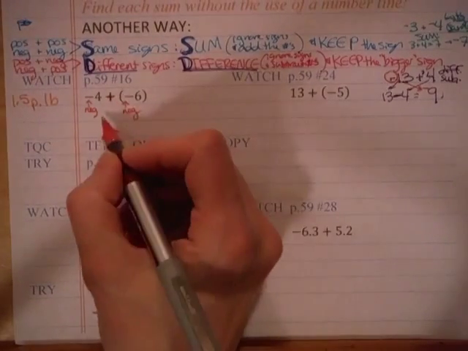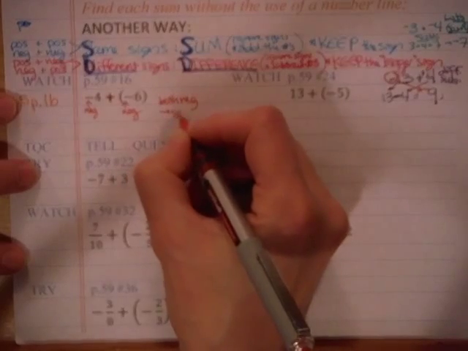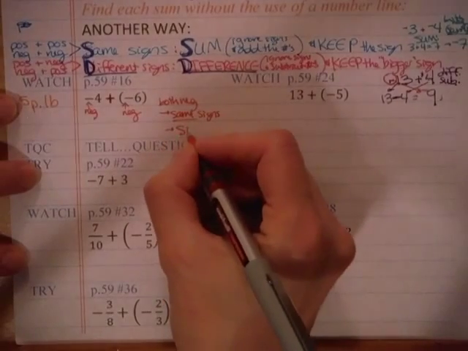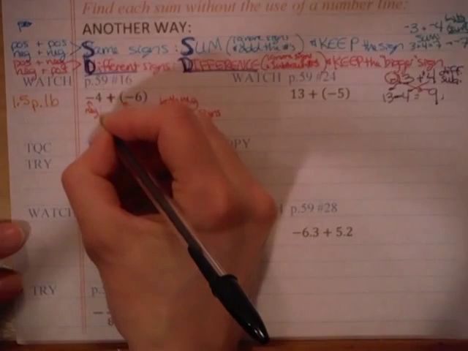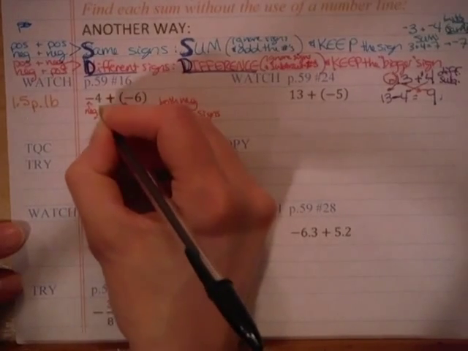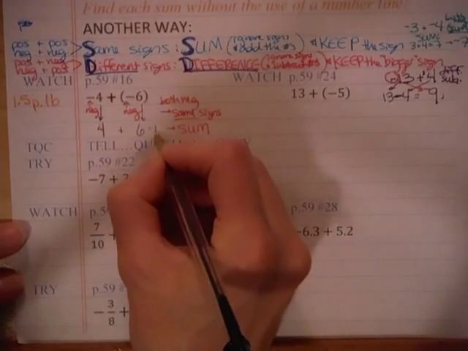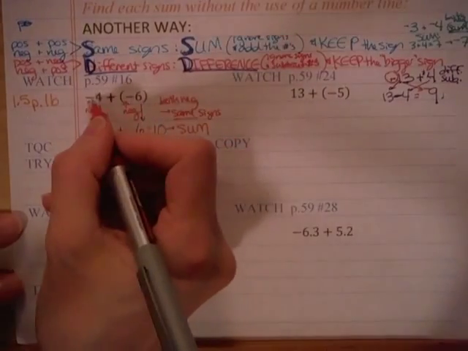Okay, so both negative, that means they're the same signs, and that means I'm going to find the sum. I'm going to add these two numbers together. So I'm just going to take the numbers, and I'm going to ignore the signs for just a moment. Just drop down the numbers 4 and 6, add those together, and I get 10. Okay? And then I reattach the sign.